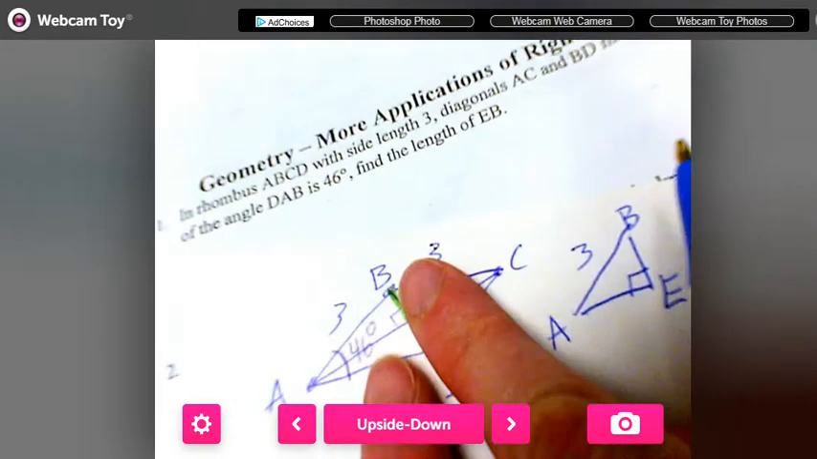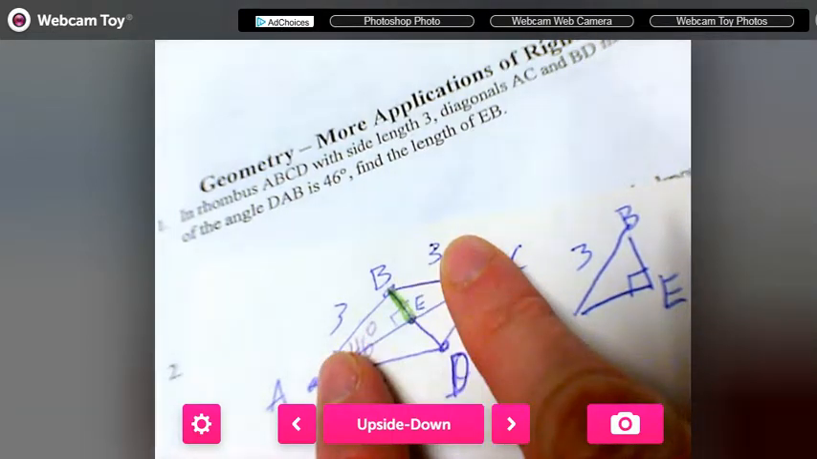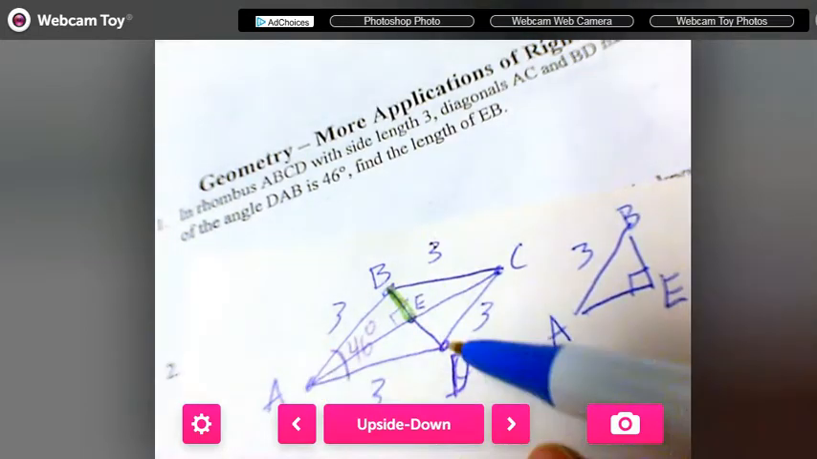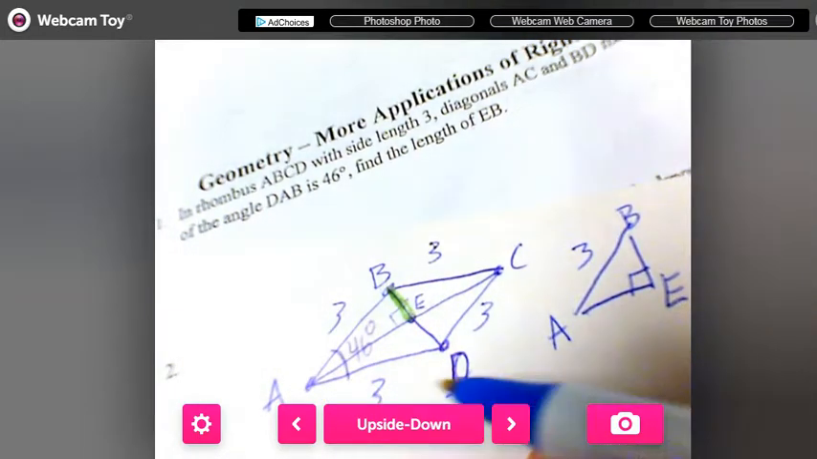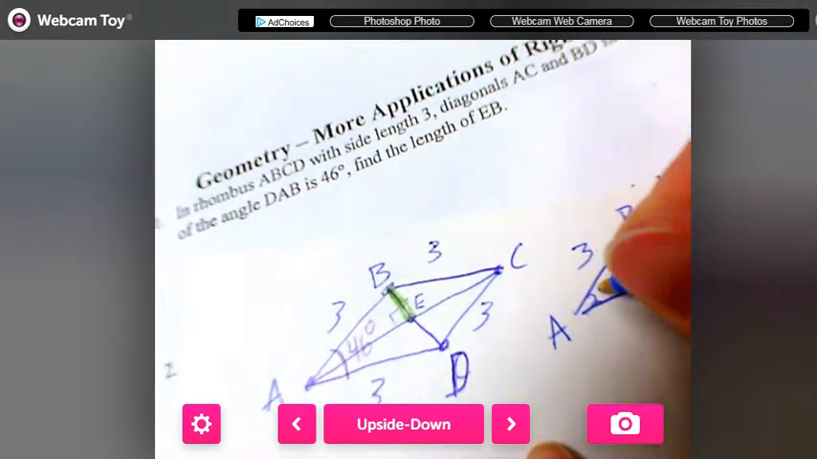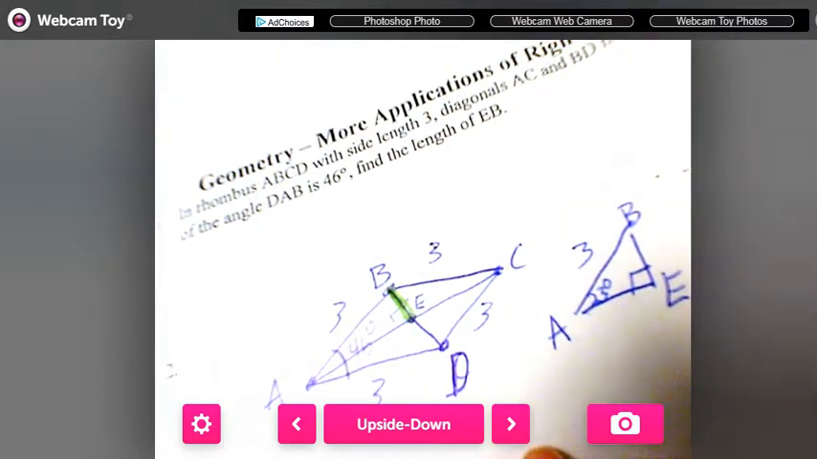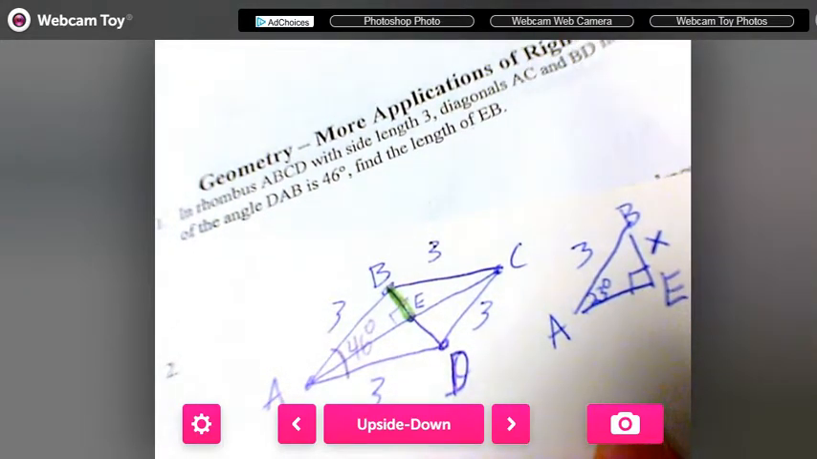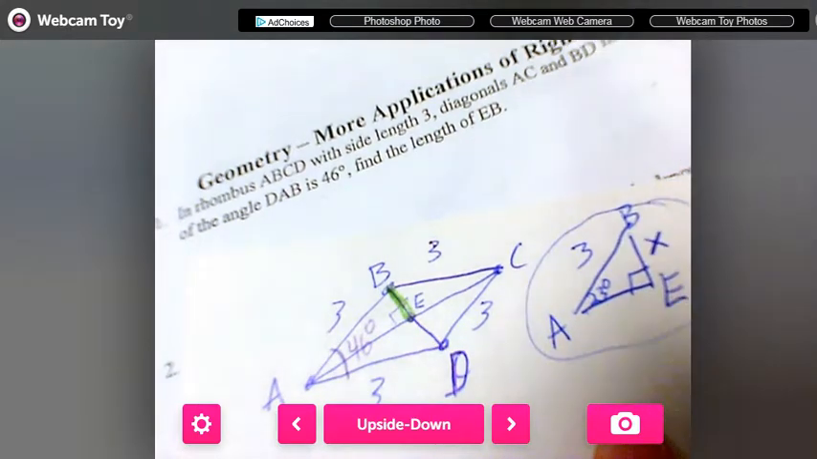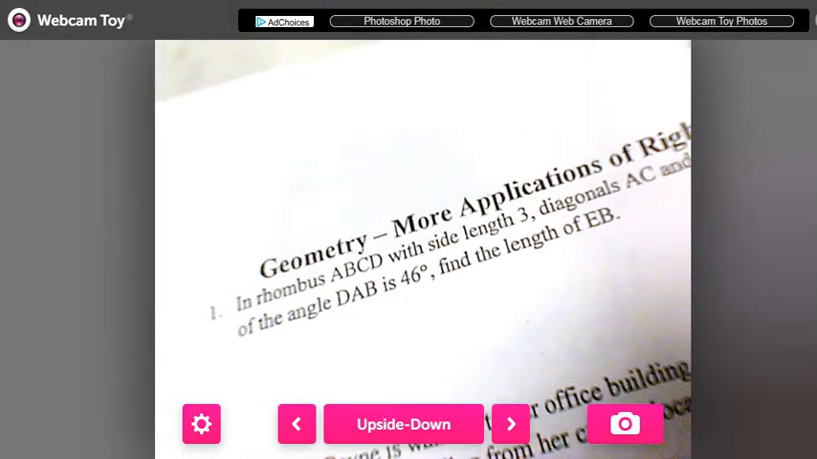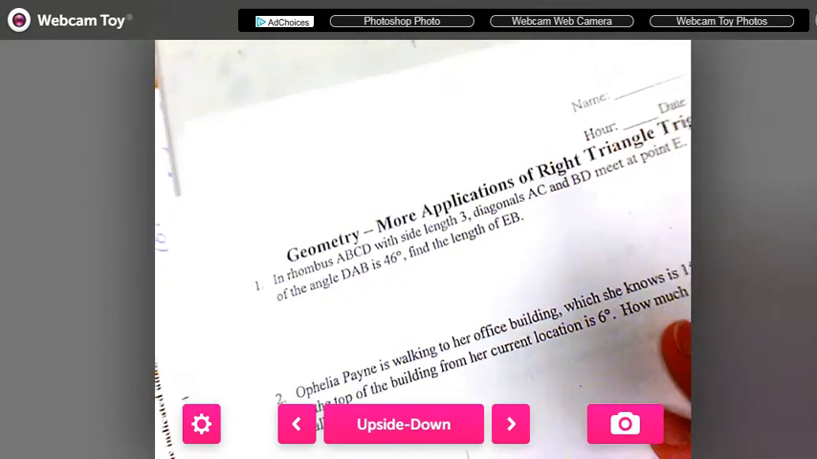I'm just cutting this up, so I've got one triangle. All right. We know angle BAD is 46 degrees. So what's half of 46, guys? 23. So that's this right here. This is 23 degrees. And I'm looking for EB. So this part of my picture, I'm going to make sure I draw right on my paper. Okay? I'm going to zoom out just a little bit.